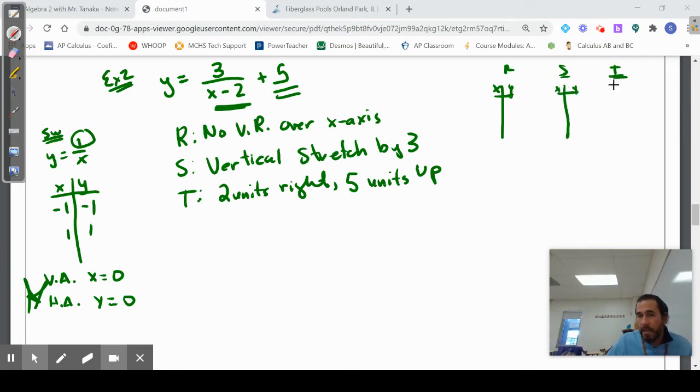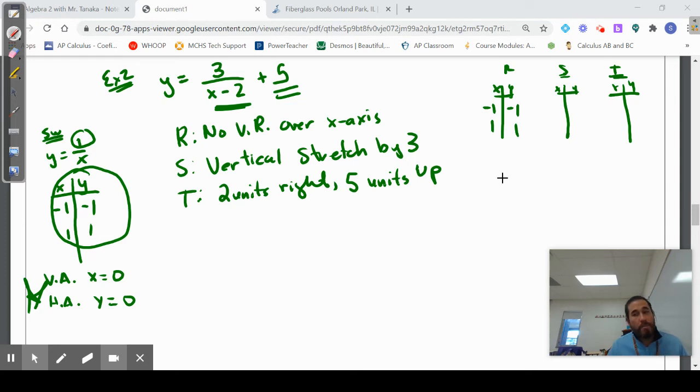Swing, swing, swing. All right, remember, we start with this guy over here. There was no vertical reflection, so I stay the same. All right, and then we stretch it by 3. Remember, vertical means it only changes the y's. So that means my x's are going to stay the same, but I'm going to stretch my y's by a 3 times -1 and a 3 times 1. Are we good, goods? And then how do we finish this bad boy up?